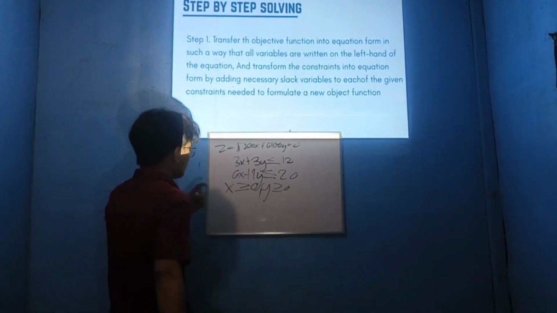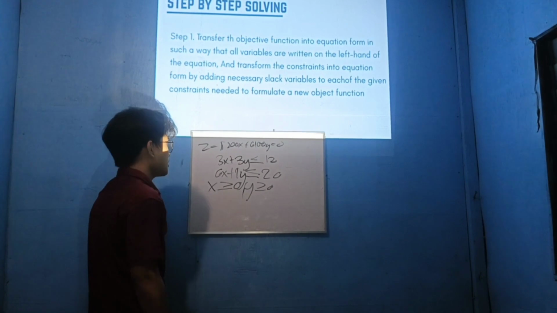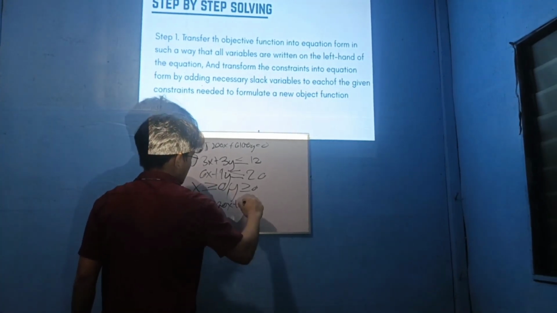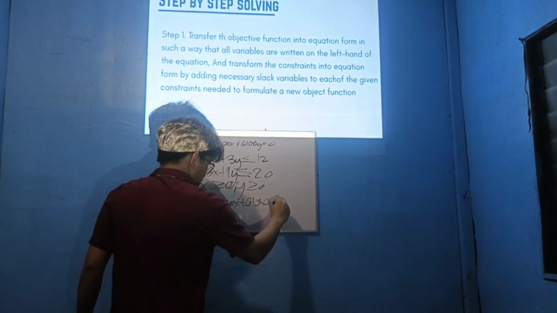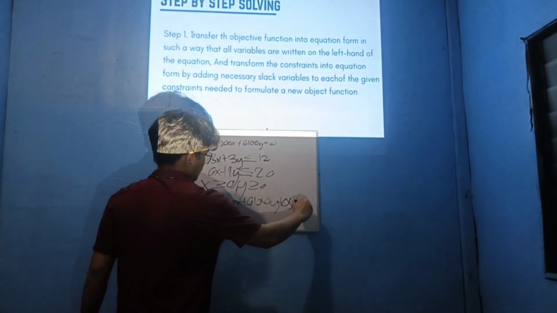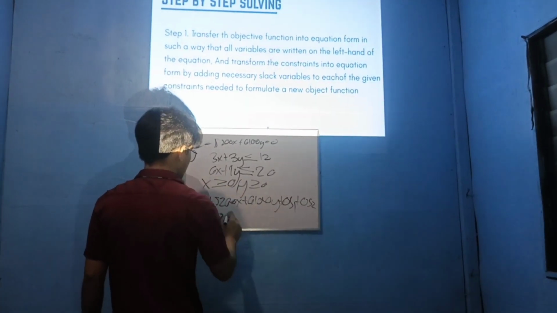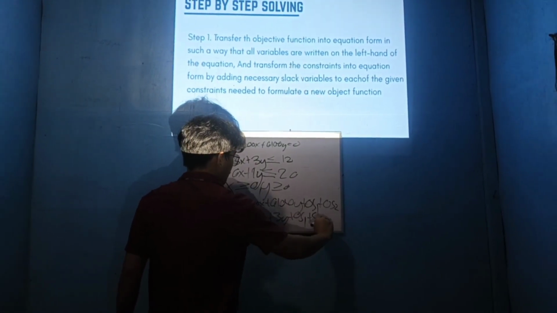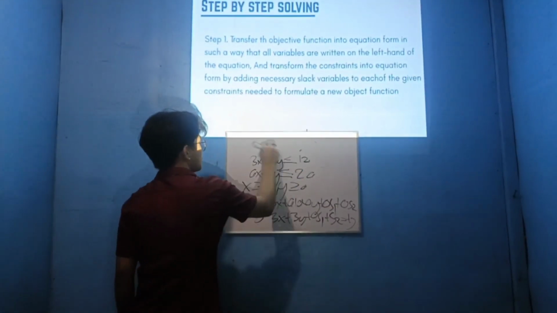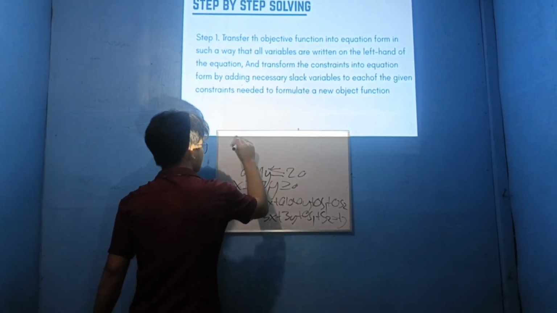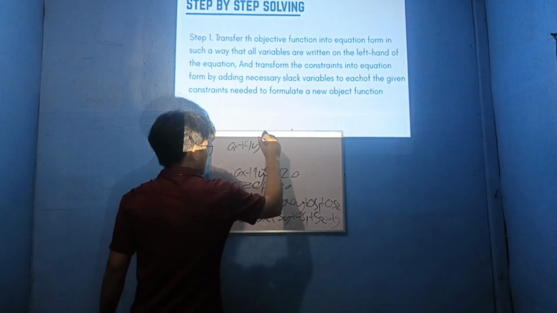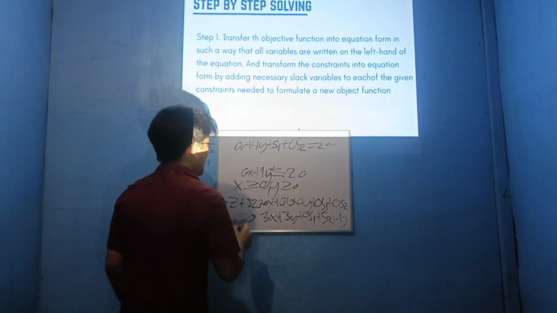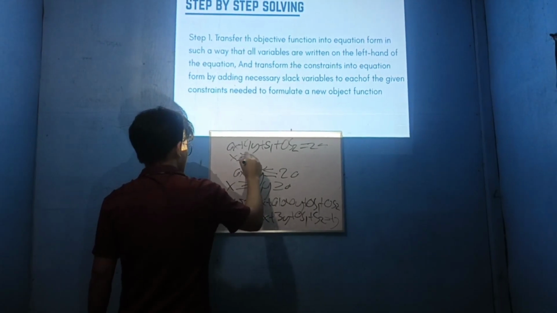Our Z is equals to 5,200x plus 6,100y will be negative Z plus 5,200x plus 6,100y plus 0 times slack variable 1 plus 0 times slack variable 2 is equals to 0, and constraints will be 3x plus 3y plus slack variable 1 plus 0 times slack variable 2 is equals to 12, and our slack variable constraint number 2 will be 6x plus 4y plus 0 times slack variable 1 plus slack variable 2 is equals to 20, and our x and y will be as is. X is greater than 0, y is greater than 0.